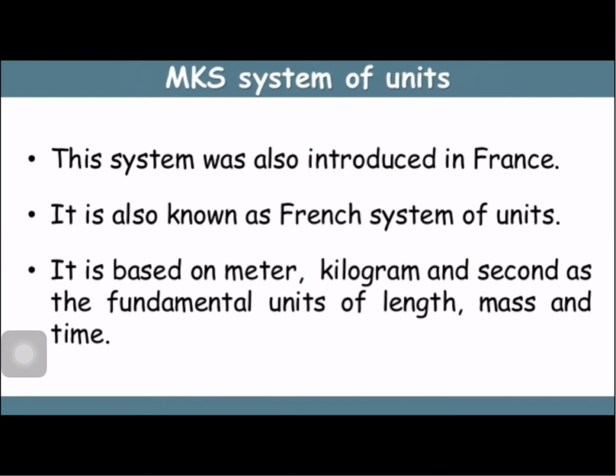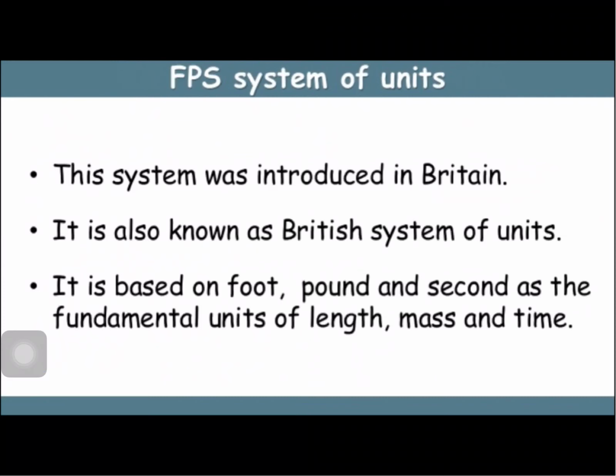MKS system, it was introduced in France. This system was known as the French system of units. It is based on meter, kilogram, and second. That means M stands for meter, K stands for kilogram, S stands for second. The three fundamental quantities can be measured by this system. Next one, FPS system. This was introduced in Britain. This was also known as the British system of units. It is based on foot, pound, and second. Foot is used for measuring length, pound for measuring mass, second for measuring time.